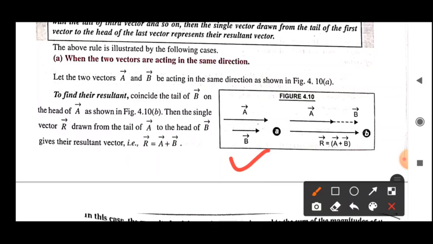Suppose we have two vectors A and B. According to our statement, A can be written first, and then over the head of vector A we have to put the tail of B. Then we obtain the head of B. Finally you can see the tail of A and the head of B, and this whole vector represents the resultant vector. So this is the vector addition of those two vectors, A plus B.